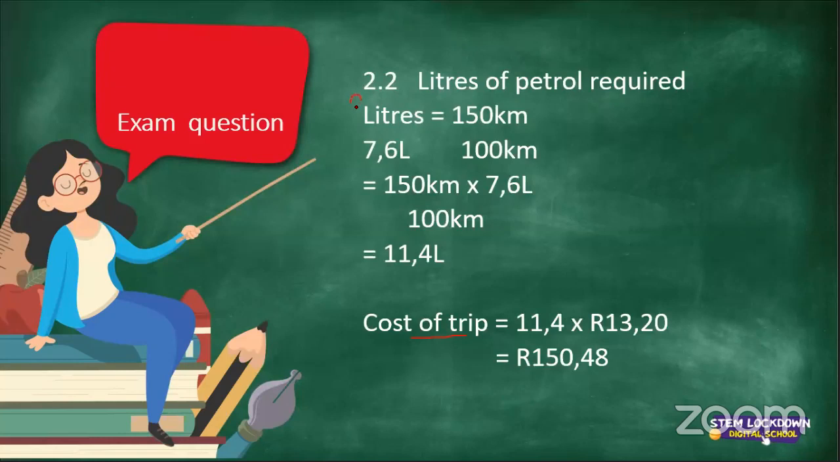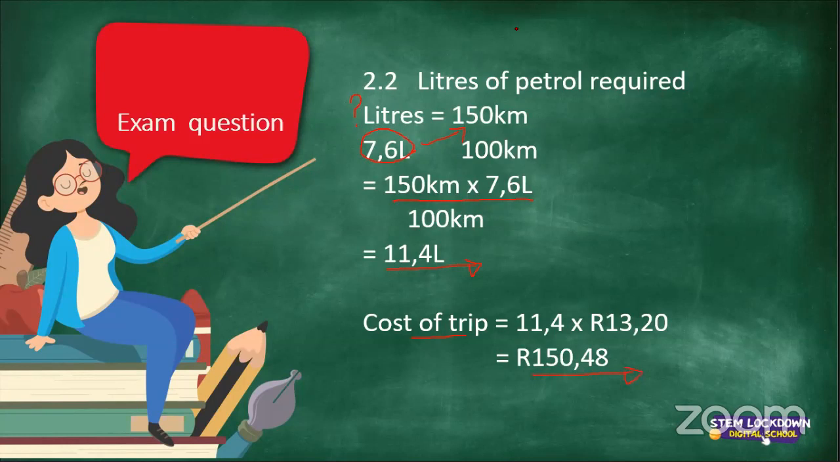I like to start my question this way: start by making what you want the subject of the formula. How many liters do I need for 150 kilometers, if 7.6 liters gives you a distance of 100 kilometers? So you need to cross multiply. That's 150 times 7.6 divided by 100, and your answer is 11.4 liters. Remember, 1 liter costs 13 rand 20. For 11.4 liters, you multiply 11.4 by 13.20, and you get 150.8. So well done, Jared.